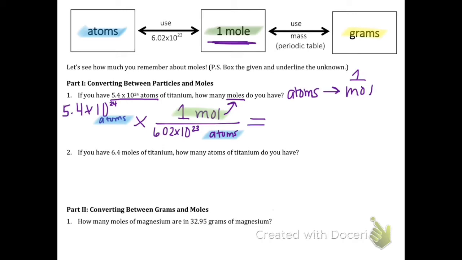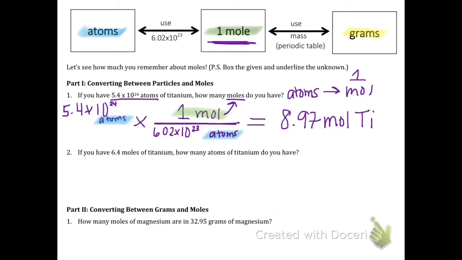So on your calculator, you're going to do top divided by bottom. Remember, this line tells you to divide, and then we are going to get an answer. So go ahead and type it in, 5.4. Remember to use your E button, right? Second EE 24, okay? Divided by 6.02 times 10 to the 23. So 6.02 E23. Don't forget the E. When you do that, you should get 8.97 moles of titanium.